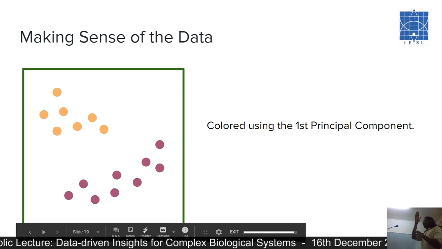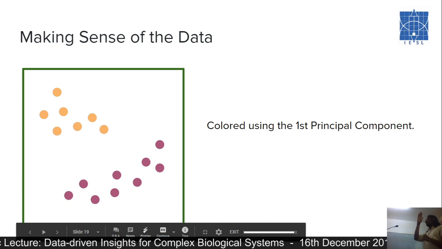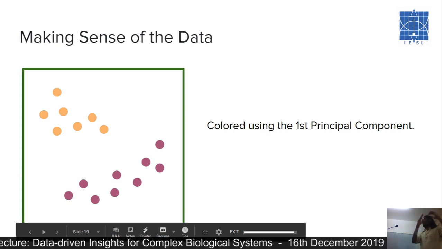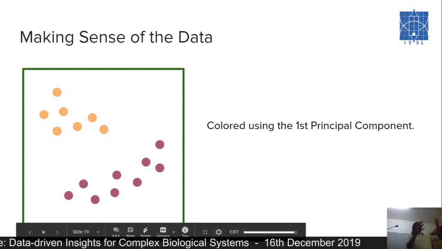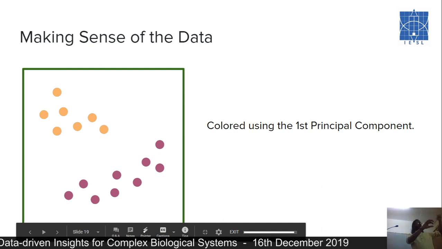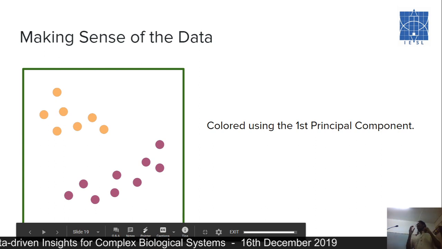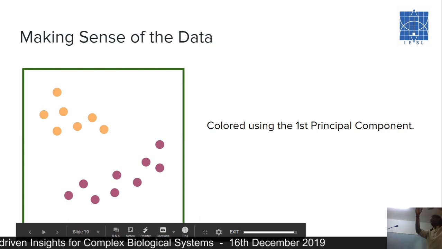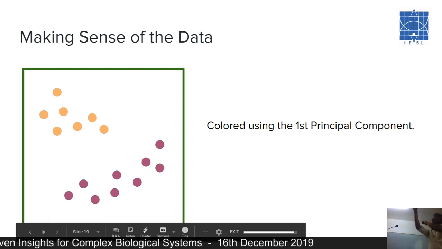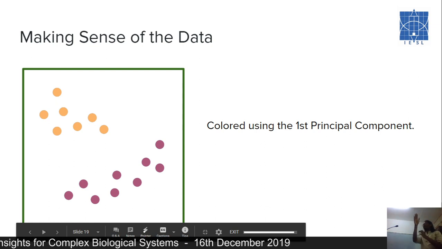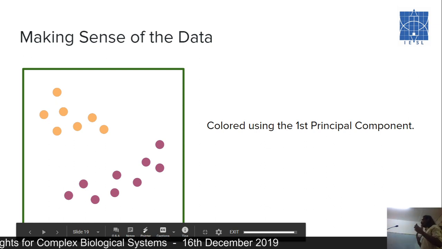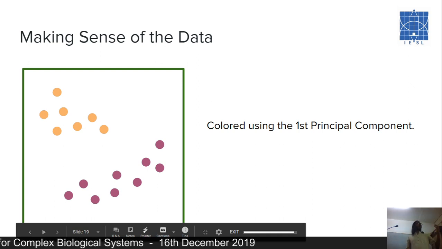So we got that first principal component, and we looked at the values along it, and we colored it, and it gave us completely separated colors. So that means if we got the principal component, some of the data was around here, while others are on the other side. So that means that principal component is something very important to the data. It can help us separate this data set.